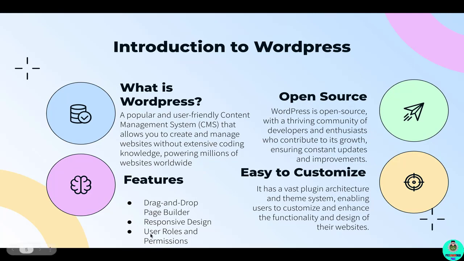And the last one here is user roles and permissions. So WordPress offers a flexible user management system, or usually we call it the admin panel, that allows website owners to assign different roles and permissions to users. For example, administrator, editor, author, contributor, and subscriber. This determines what actions each user can perform on the website. This feature is very beneficial for multi-author blogs or websites with multiple collaborators, right?